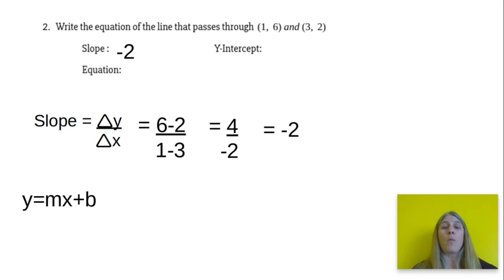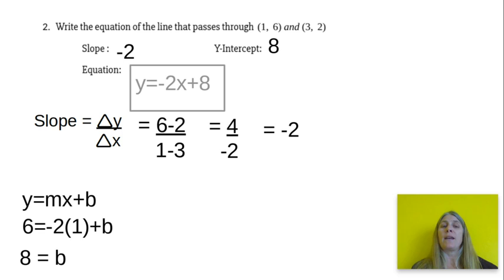We then take one of the points and our slope, fill it out for y, m, and x, and then solve for b, our y-intercept. So we have 6 equals negative 2 times 1 plus b. We're going to add 2 to both sides, so we know our y-intercept is 8. That's your second point for your 8.